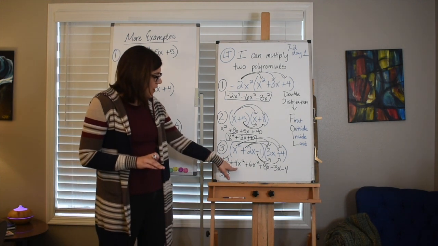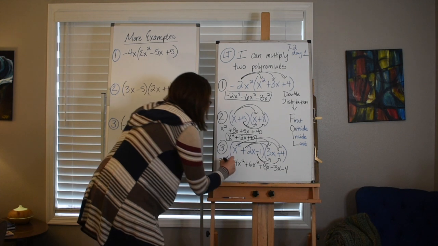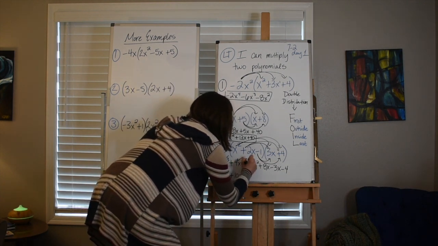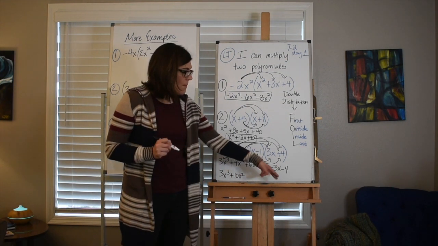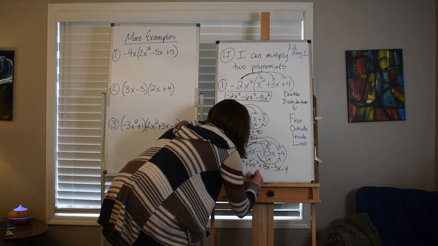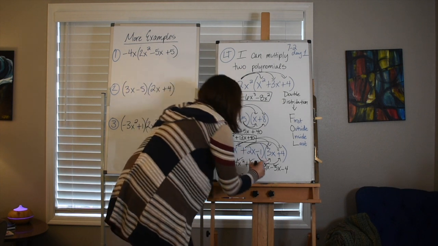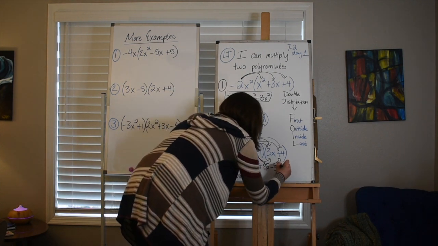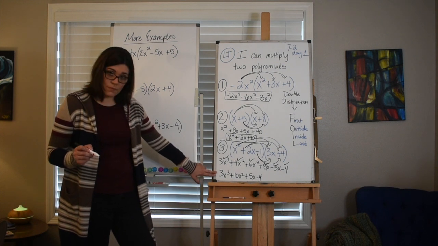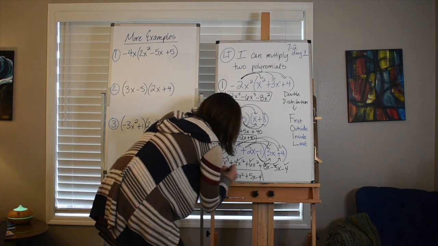And then I've got 4x squared plus 6x squared. Okay, I need to combine those. Those are like terms, so 10x squared. And I have 8x minus 3x, which is 5x, positive 5x, so plus 5x. And last but not least, I have my constant of -4. So remember, we're going to look at this and ask ourselves, have I combined all like terms? Yes, I have. And is it written in standard form? Yes, it is. Okay.